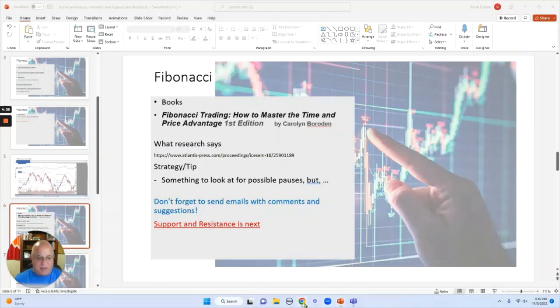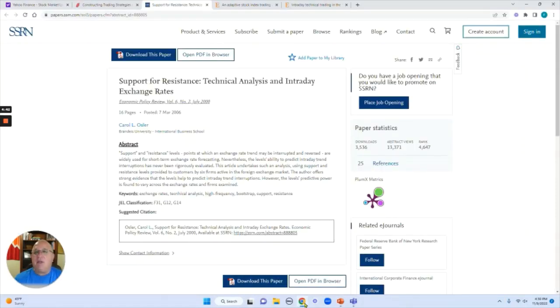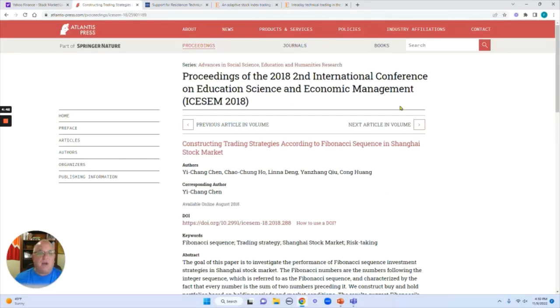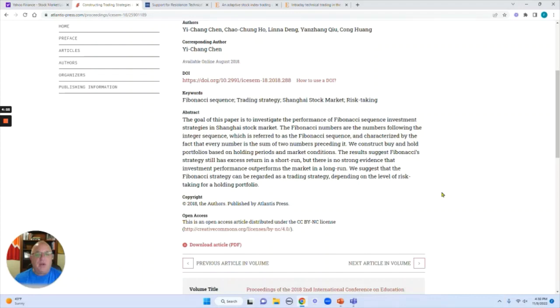Let me go and see. I think I have that over here. An adaptive constructing trading strategy. So, in the Atlantis Press, here it is. It's proceedings from a conference out there, education sciences and so forth. And the goal of the paper is to investigate the performance of Fibonacci sequence investment strategies in the Shanghai stock market. So you'll see many times they use indexes, as always seems to be the case when they try to prove or disprove that. But at any rate, the numbers, they tell you what they are referred to out there.